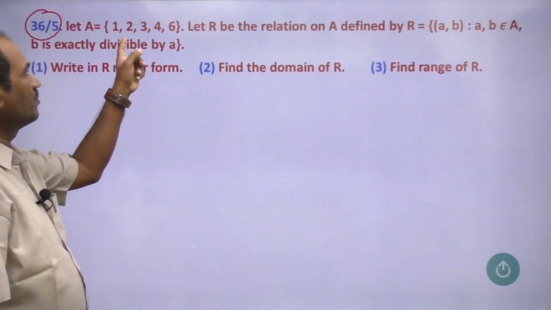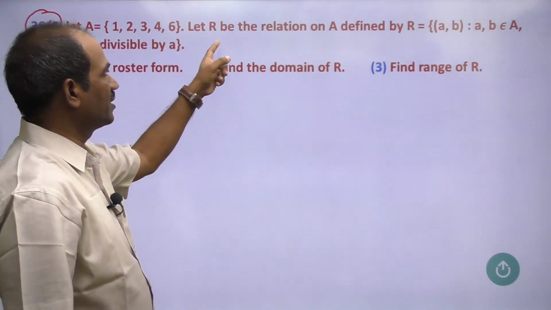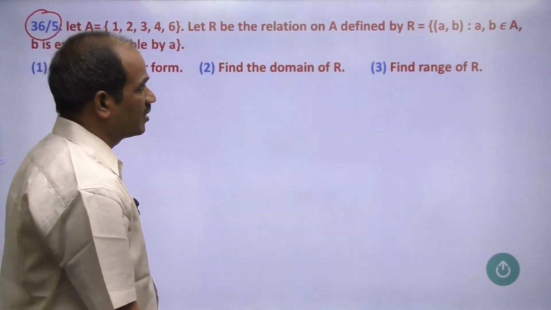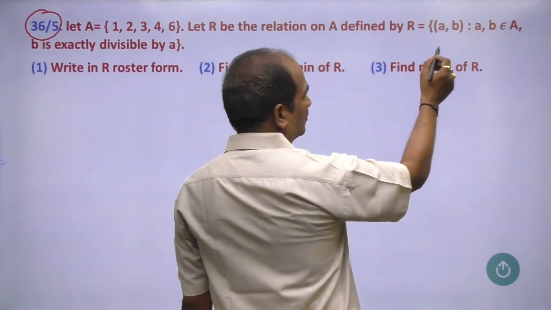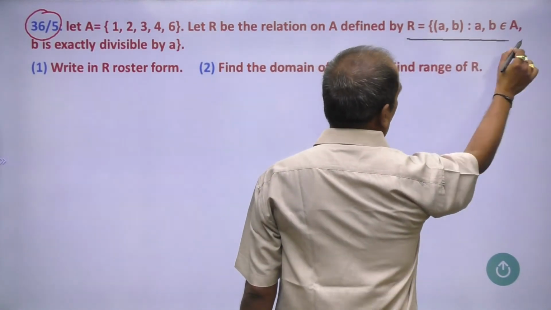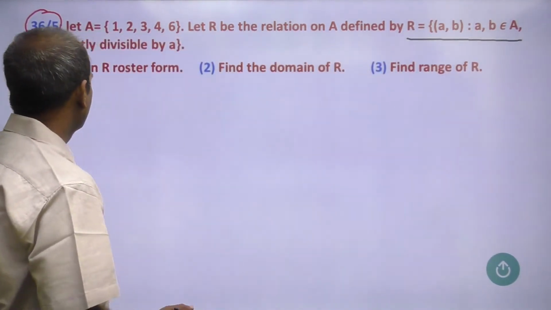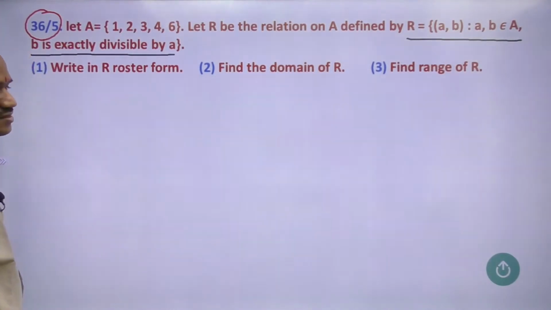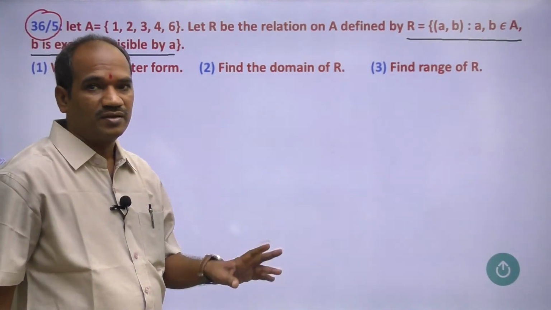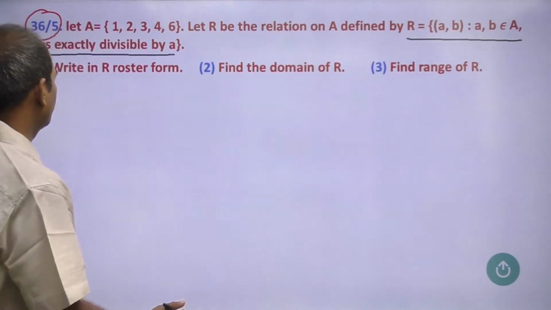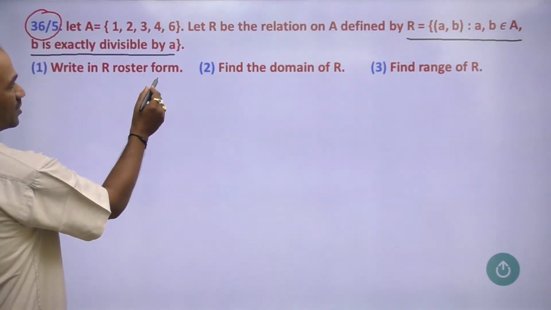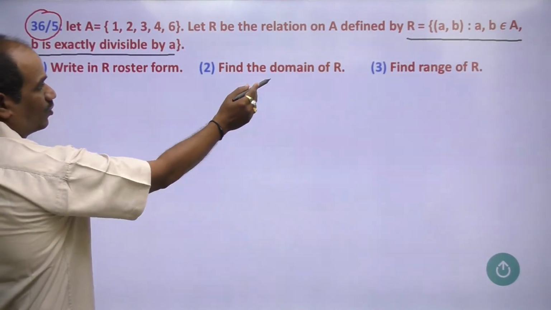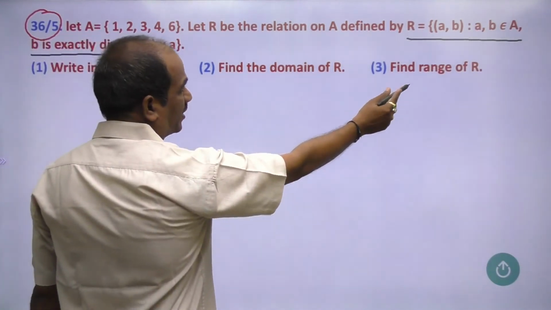Here A is equal to {1, 2, 3, 4, 6}. Let R be the relation on A defined by R is equal to {(a, b) : a, b belong to A, and b is exactly divisible by a}. Write R in roster form. Next, find the domain of R. Next, find the range of R.